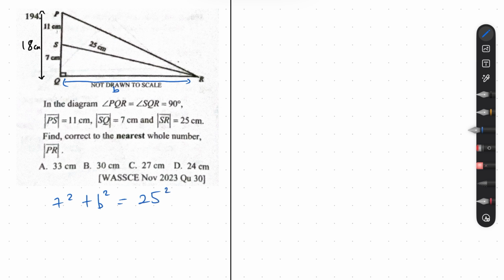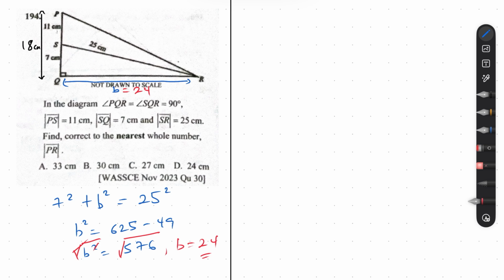So we'd have B squared is equal to 625 minus 49. So B squared will be equal to 576, I believe, yes. So we can just take the square root of both sides. The square root will cancel this square. Then we'd have B equal to 24. So our B here is 24. Since now we know B, we can easily find PR.